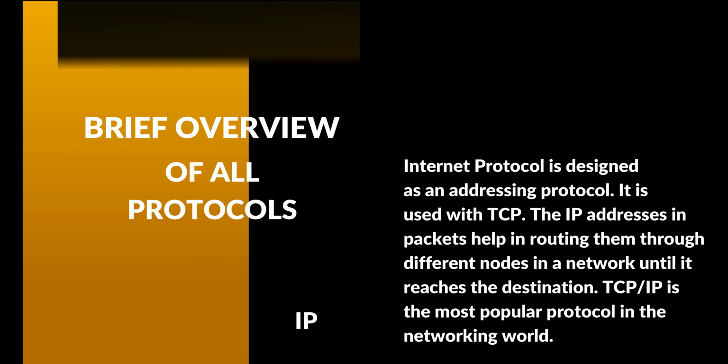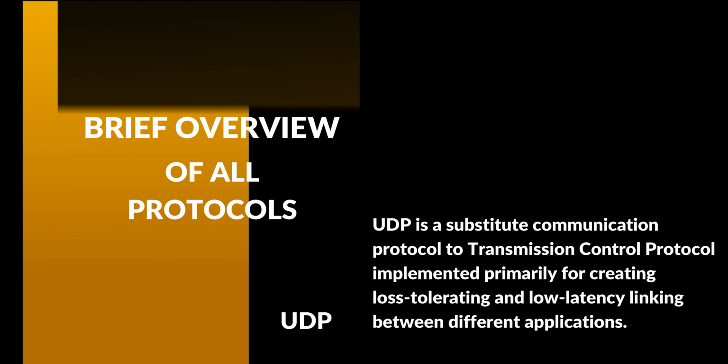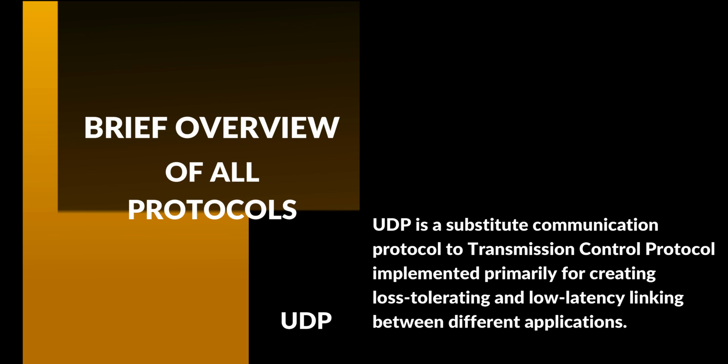Internet Protocol, IP, is designed explicitly as an addressing protocol. It is mostly used with TCP. The IP addresses in packets help in routing them through different nodes in a network until it reaches the destination system. User Datagram Protocol, or UDP, is a substitute communication protocol to Transmission Control Protocol (TCP), implemented primarily for creating loss tolerating and low latency linking between different applications.